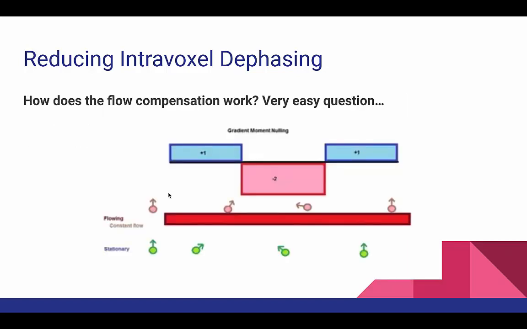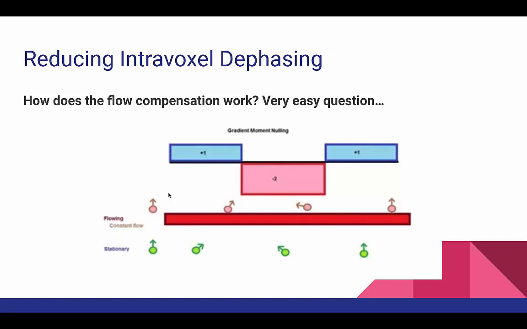So how does the flow compensation work? Very easy question I wrote, but that was actually sarcasm intended. It's not a really easy concept, but let's see it this way. With our MRI machine, what we want is alignment. We don't want rogue directions of rotation, we want things to be orderly. That's what the magnetic field does. With the intravoxel dephasing, we have nuclei that are rotating in different places.